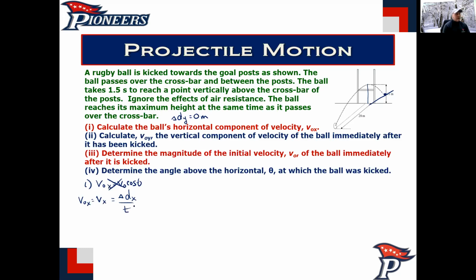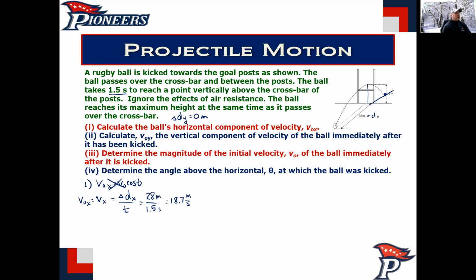dx over time. So do we know a dx and a time? And we do, because we know that where the rugby player kicks the ball is 28 meters from the goalpost, and we know that it takes 1.5 seconds to get there. So we have a horizontal distance that goes with a time, and so we can use that to solve for Vx. I get 18.6 repeating, so I'll just call it 18.7 meters per second.